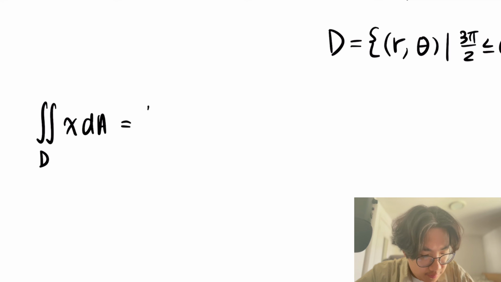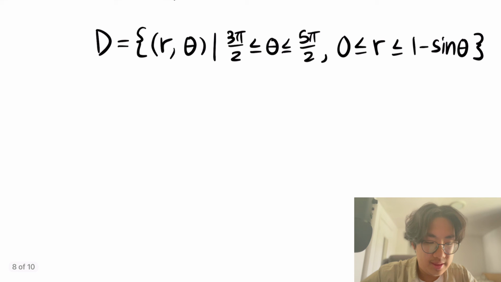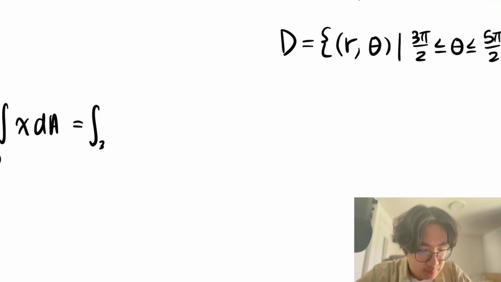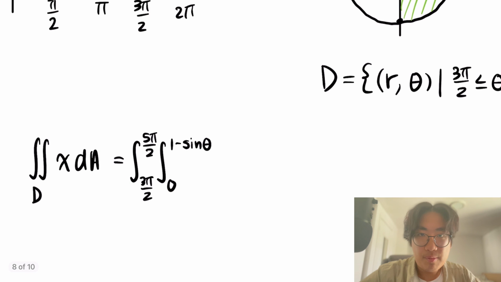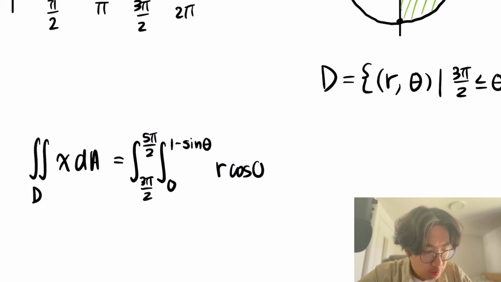So we have the integral over here. Again, r dr d theta, theta is on the outside, so 3 pi over 2 to 5 pi over 2. Our radius r goes between 0 and 1 minus sine theta. And then x, remember, because we're dealing with polar coordinates, it's r cos theta, and then times r dr d theta.